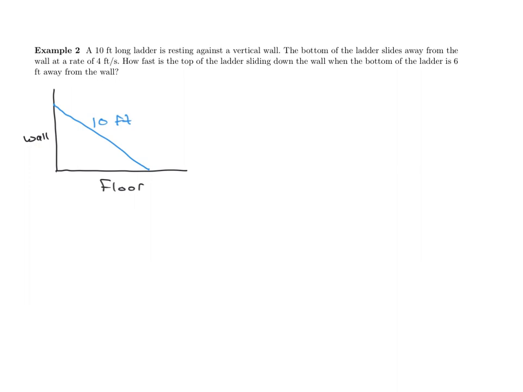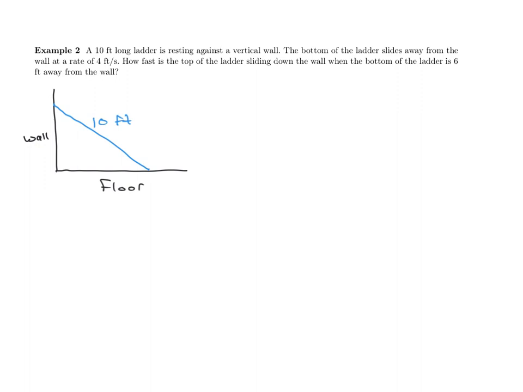Now, at some point, we're told this part of the ladder starts to slide in this direction away from the wall, meaning this part's going to slide down the wall. If you know how fast this part is moving, can we figure out how fast this part is moving? Maybe they're the same, maybe they're different. I don't know. I'd like to try to analyze this.